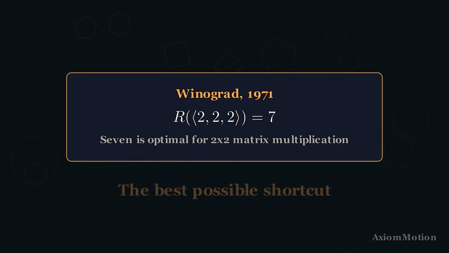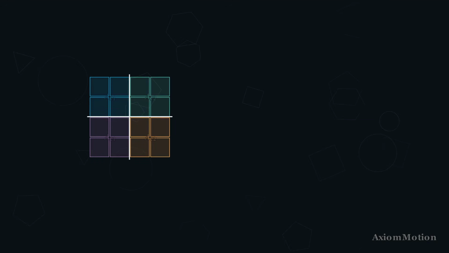Winograd later proved that 7 is optimal. You cannot multiply 2 by 2 matrices with fewer than 7 multiplications. Strassen did not just find a shortcut. He found the best possible shortcut. Here is where Strassen's trick becomes powerful.